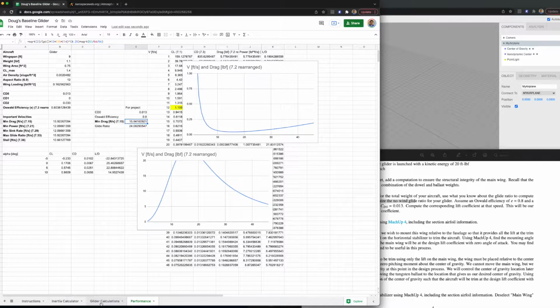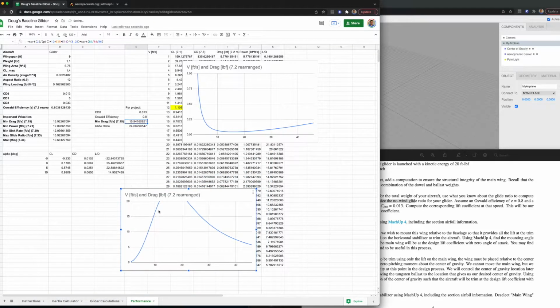Okay, and I've got plots over here where I'm plotting lift to drag ratio as a function of velocity, and drag as a function of velocity. And anyway, you can see that drag is being minimized right around 16 feet per second, or L over D is maximized right around 16 feet per second. And the glide ratio at that velocity is actually 24.